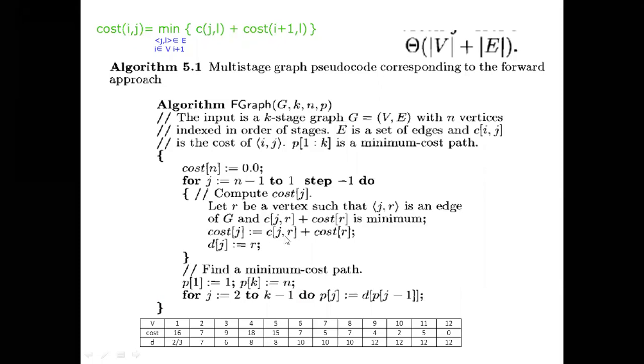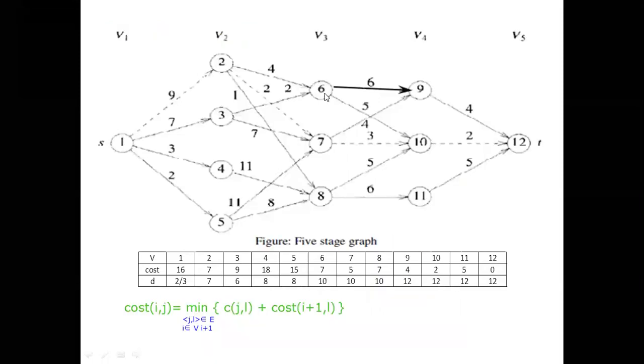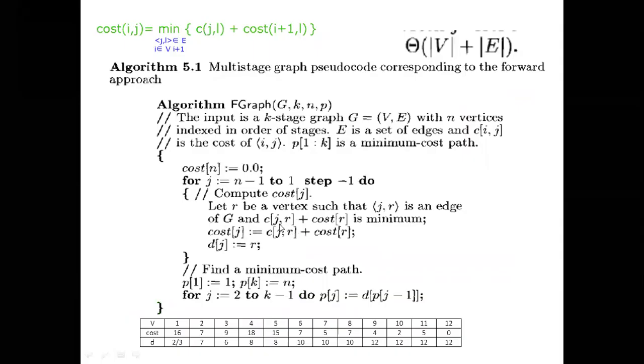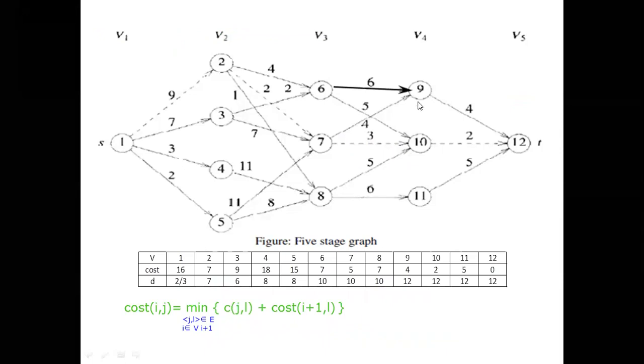C of JR. What is C of JR? JR is the edge. In the case of cost of 6, what do we have to get here? Cost of 6, we have to get it as 6, 9. That one we have to get. For that one, this is the one. J is 6. Here it is 6, means J is also 6. R is the new vertex. Now, what is the R value there? There the R value is 9 here. I hope it is clear.